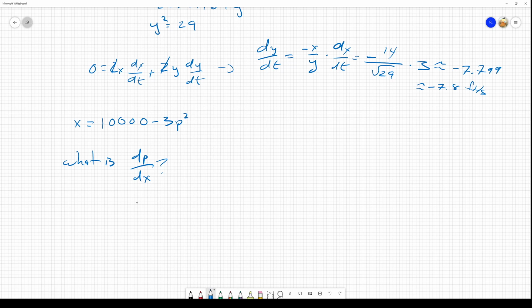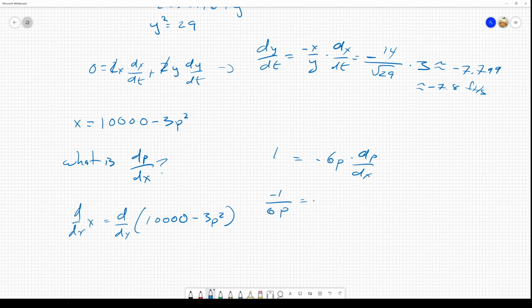Well, if I take the derivative of both sides with respect to x, I'm going to get 1 equals negative 6p times dp/dx. So negative 1 over 6p is the change in price with respect to x. So whatever the current price is, you decrease it by 1 over 6 times the current price, and that ought to increase demand by 1, using our discussion before about how differentials work.